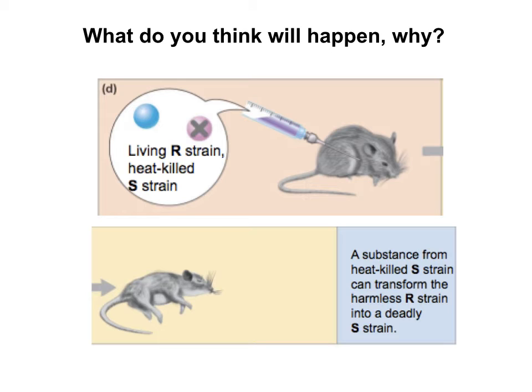The living R strain has all of the material to produce new bacteria, and the heat-killed S strain also has some information, right? Now let's think about nucleic acid, DNA versus protein. Which one is more heat stable? Think about those things, and then go to the book and read that.